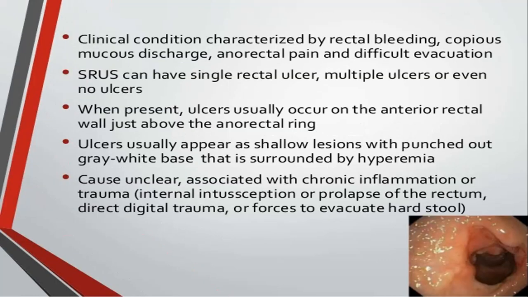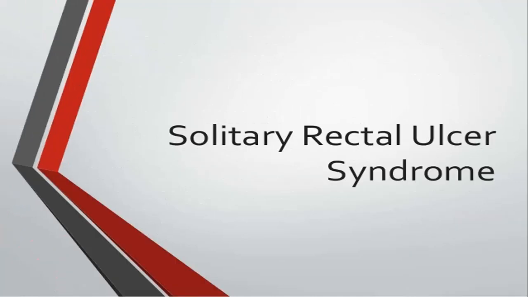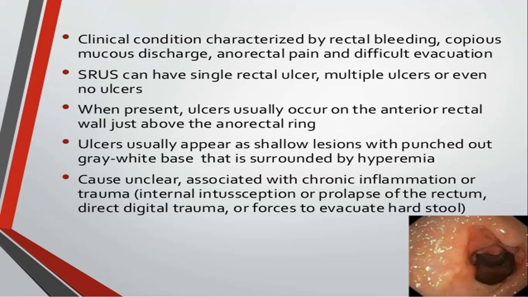So what is a solitary rectal ulcer? Now the another topic we are discussing is called solitary rectal ulcer. It is a clinical condition characterized by rectal bleeding, copious mucous discharge, anorectal pain, and difficult evacuation. A patient comes to you with a complaint of bleeding per rectum, mucous discharge, pain, and difficulty evacuating. Solitary rectal ulcer syndrome can have a single rectal ulcer, multiple ulcers, or even no ulcers.